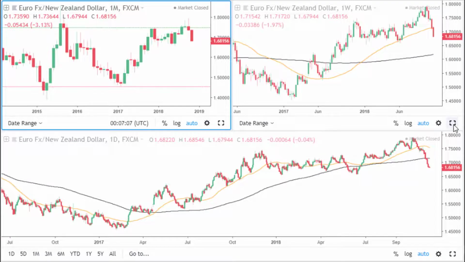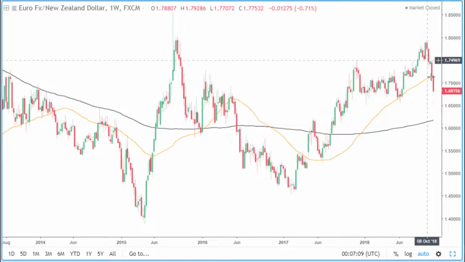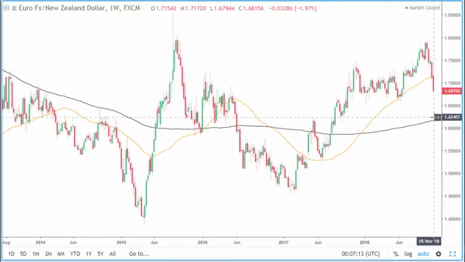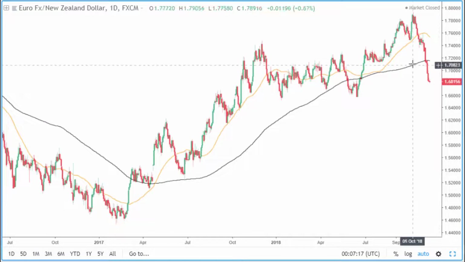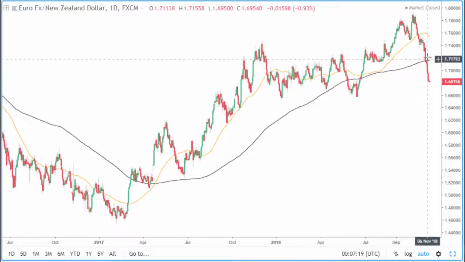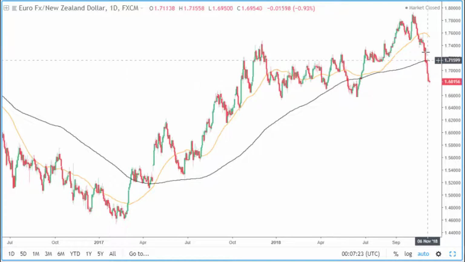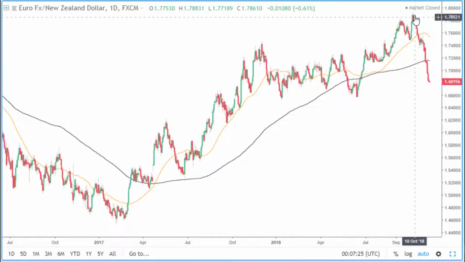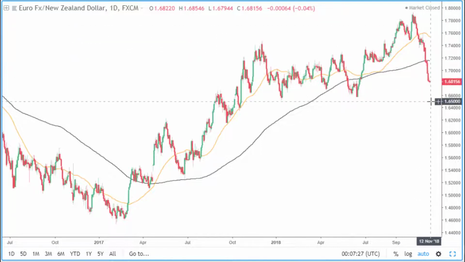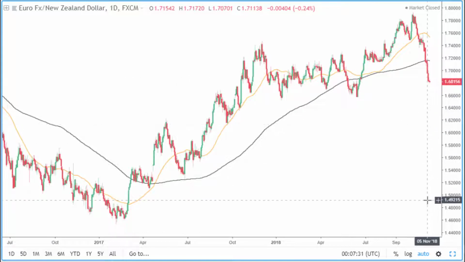On the weekly time frame, price is currently below the 50 but above the 200 simple moving average. And if we go to the daily time frame, price is below both the 50 and 200 simple moving averages. Price is finding a lot of weakness. We see price continue to move to the downside, a lot of momentum to the downside. And again, like I mentioned on the monthly time frame, we may see price continue lower until it reaches last year's low.